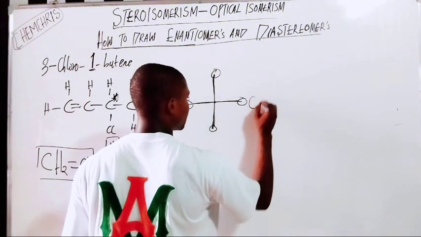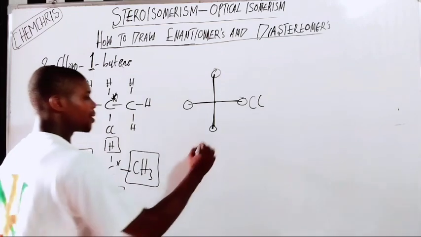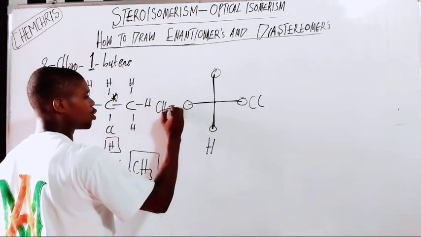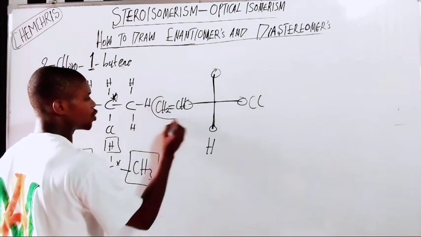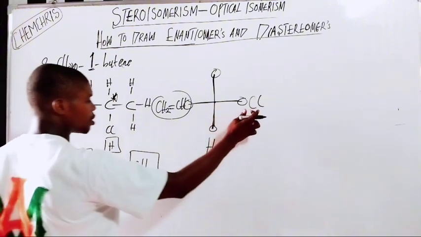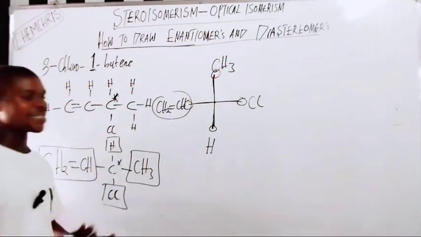The next thing I want to do here is to place chlorine here. You can also decide to place chlorine elsewhere, but I'm placing chlorine here and hydrogen here. Then you have CH2 double bond CH. Can you see that? This one is this guy here, right? Now I place hydrogen here, chlorine here, then here we have CH3. So you can decide to put it in any order.